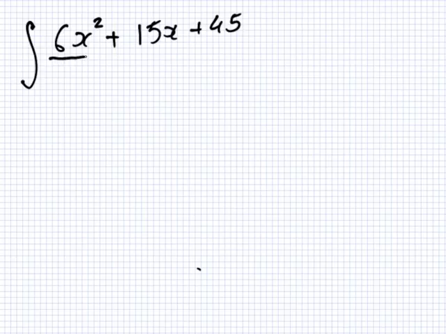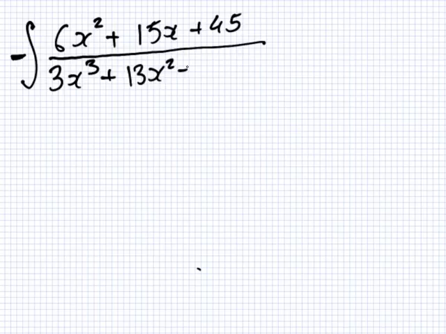Integrate 6x squared plus 15x plus 45 all over. Now there's a minus in the bottom. Can you see that? Everything has a minus in I. So I think I'll just take the minus out in the front here. Changes into 3x cubed plus 13x squared plus 28x plus 8 dx.